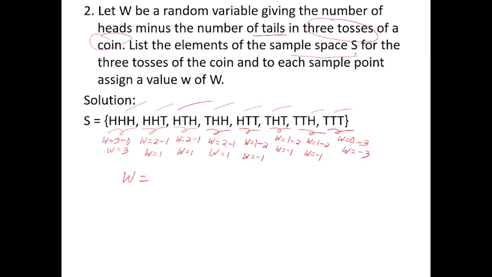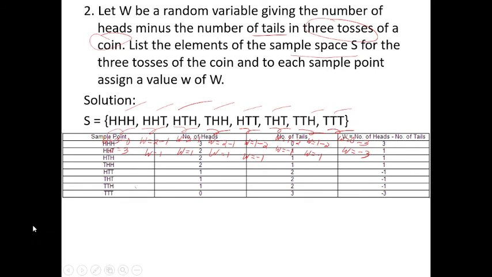And list the elements of the sample space and to each sample point, assign a value w of W. So, yun. Inassign lang natin. Sa sample point na head, head, head, w is 3. Sa sample point na head, head, tail, w is 1. And so forth and so on. So, lahat ng possible value ay 3, 1, negative 1, and negative 3. Ito yung ating illustration. Okay, ito yung sample point natin, each element of the sample space. Number of heads, number of tails. Ang ating w, number of heads minus number of tails ay 3. 3 minus 0 is 3, di ba? 2 minus 1 is 1. And so forth and so on. Okay? So, ganun siya.